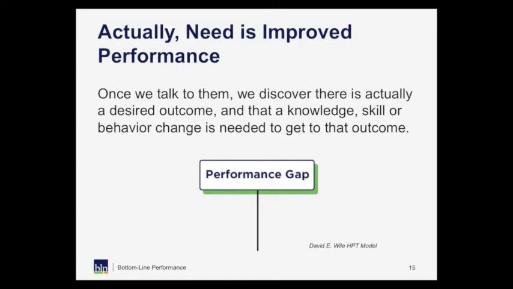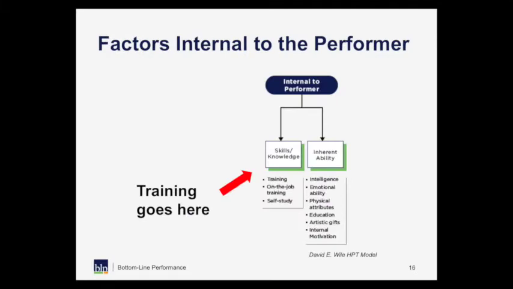I think we always know that underneath that initial training need, there is some sort of desired outcome. And it's our task to uncover the specific knowledge, skills, or behavior changes that are going to be needed to bridge that performance gap. So there's a lot of factors that are internal to the performer. They have their skills, their knowledge, and training can certainly help grow those skills or increase that knowledge. But you also have a lot of things that are inherent to the performer that training isn't necessarily going to be able to impact, and some of those are listed there on the screen.